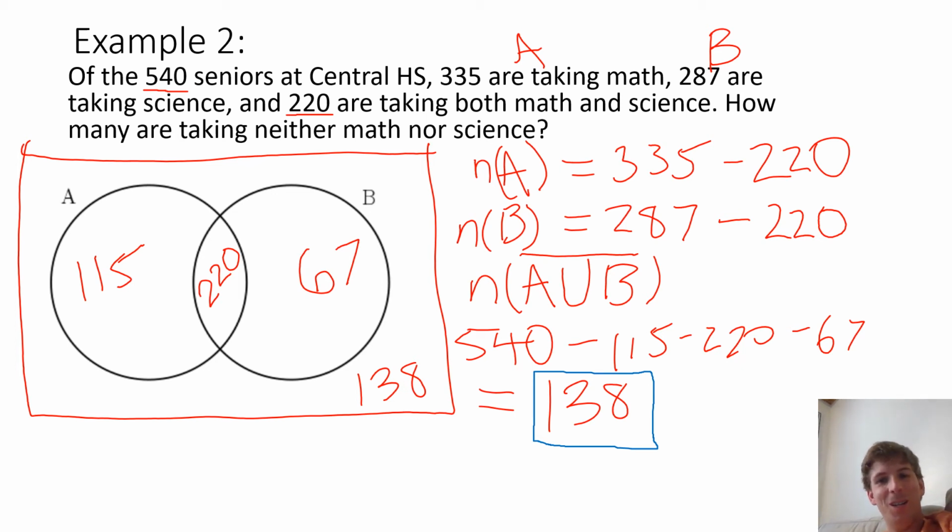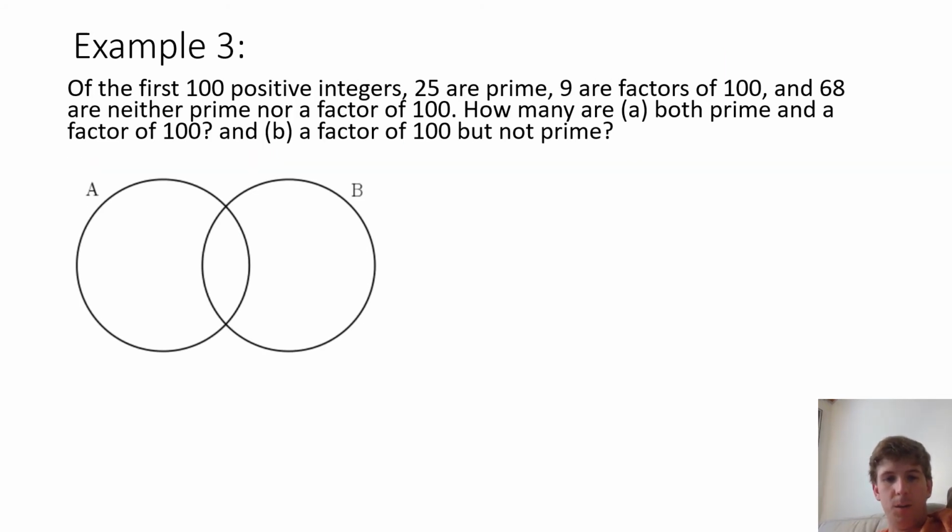All right, great. So hopefully that example is pretty basic. Let's try another one, another two Venn diagram one. So of the first 100 positive integers, 25 are prime. Hopefully you remember what prime is. It means its only factors are 1 and itself. 9 are factors of 100, and 68 are neither prime nor a factor of 100.